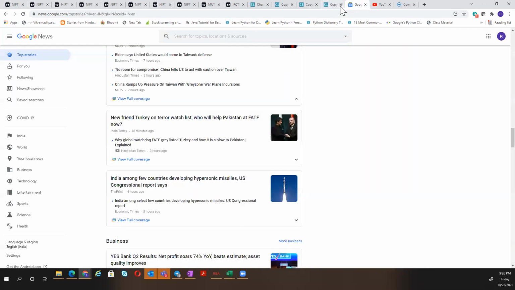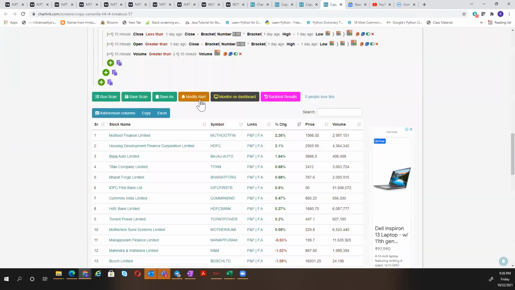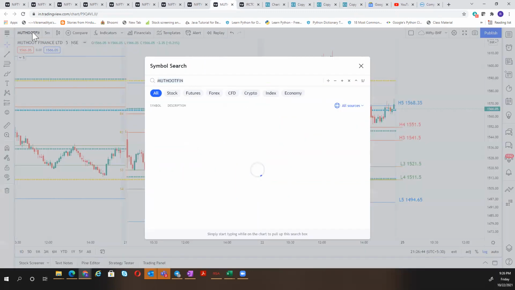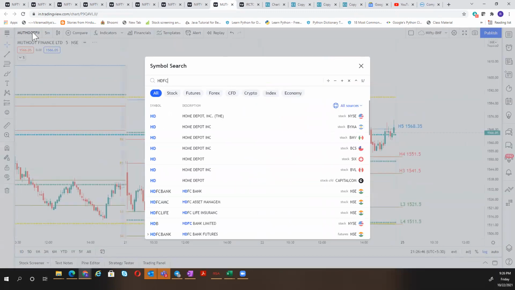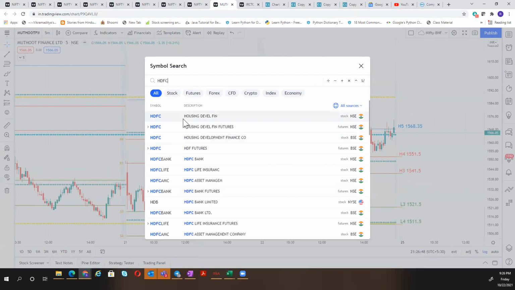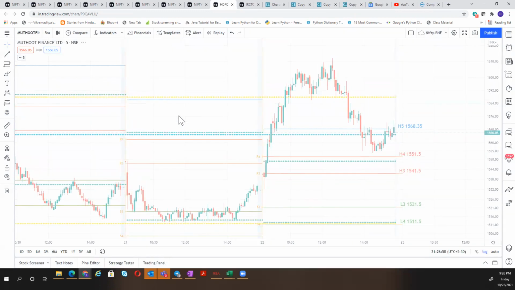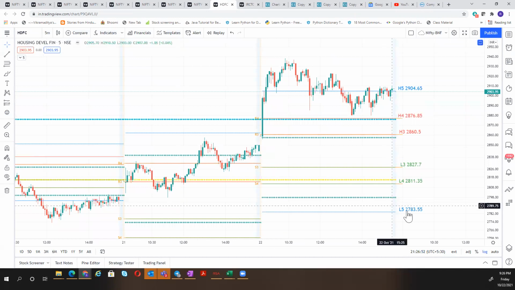Close this one, right? Yeah, housing development. Okay, HDFC. What do you see? It started from H3, R3, R4 breakout, boom.